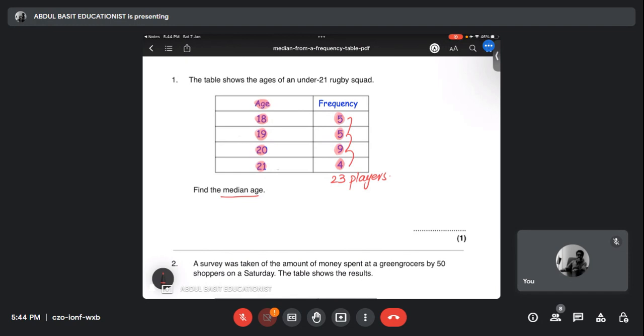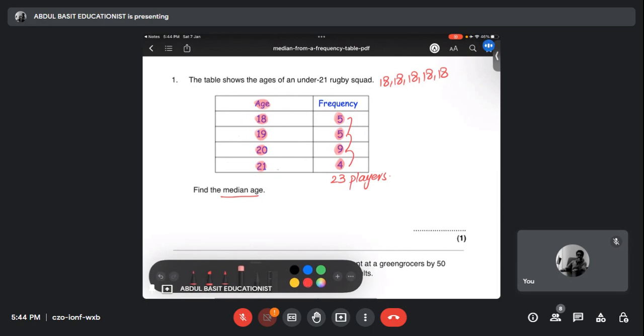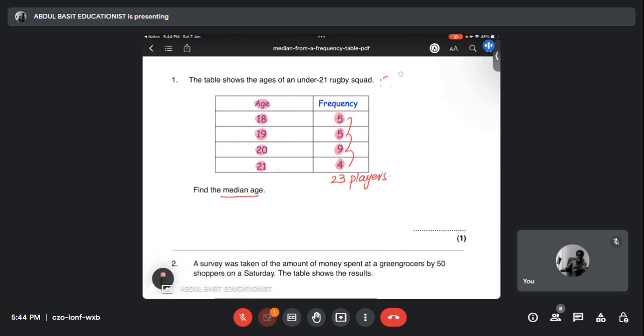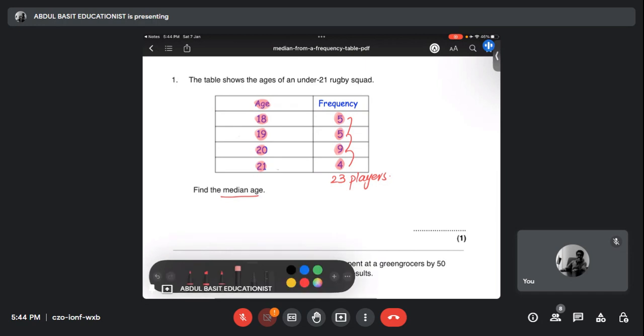Now it's very difficult for us to write 18 five times like that: 18, 18, 18, 18, 18. Then we have to write 5 times 19, 9 times 20, 4 times 21. So that's a very long method. So I told you to just count the numbers. So the total is 23 players.